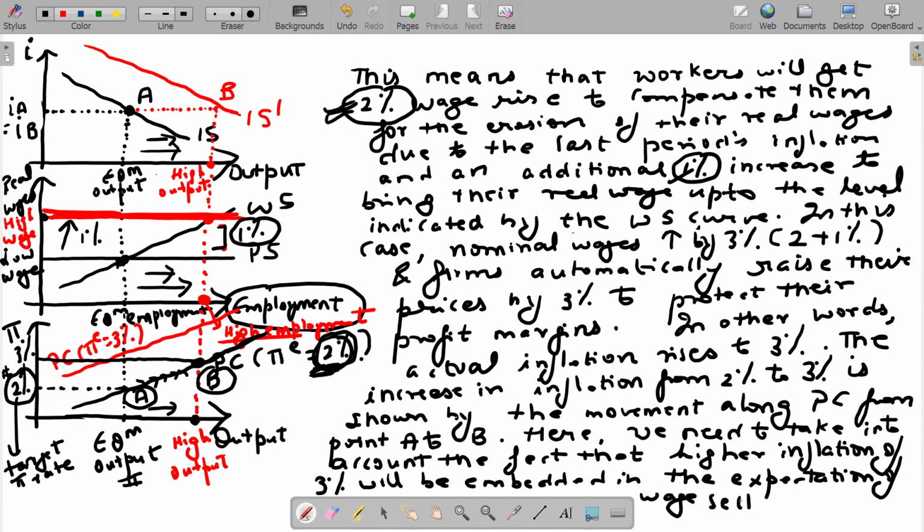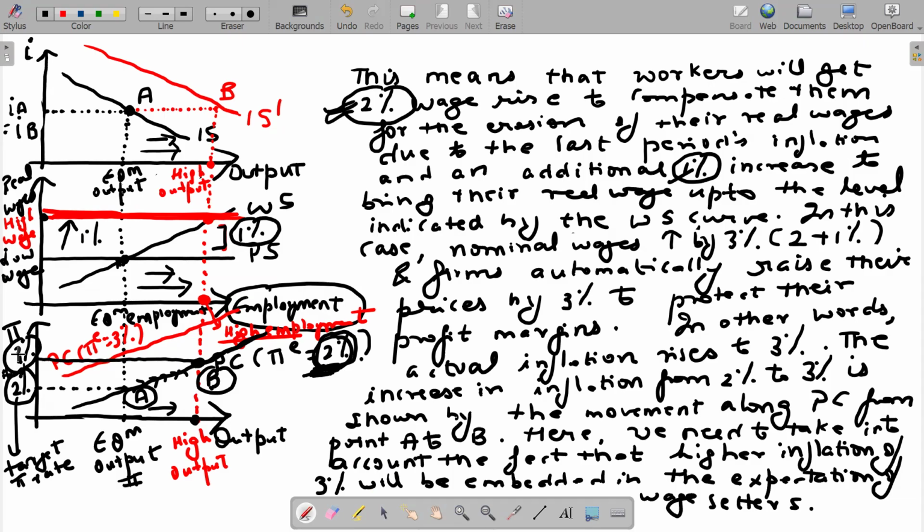What I'm trying to point out is that the moment workers realize that they were expecting inflation to be 2%, but actual inflation is now 3%, workers will start increasing their expectations of inflation, because the actual inflation is now higher than the expected.